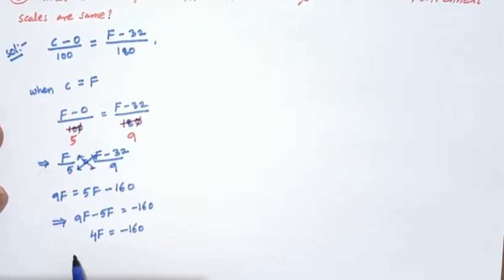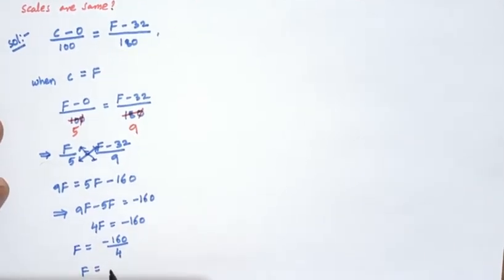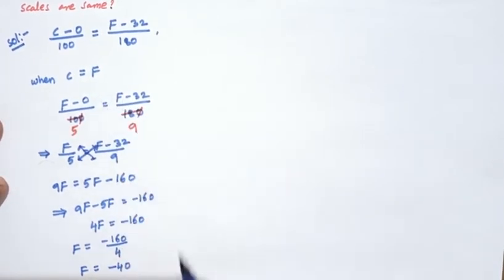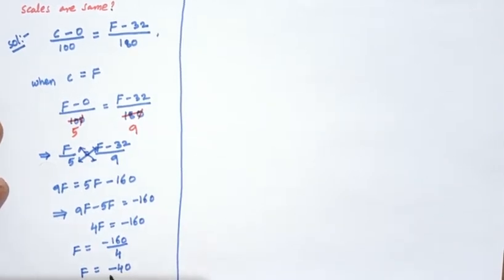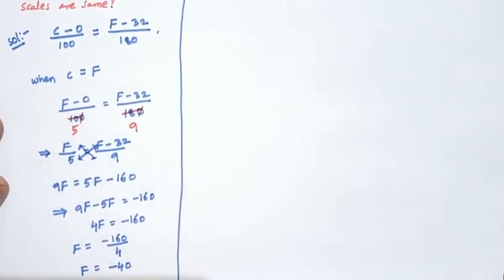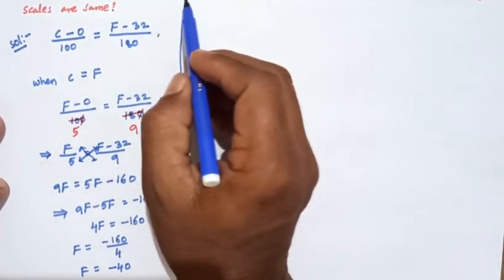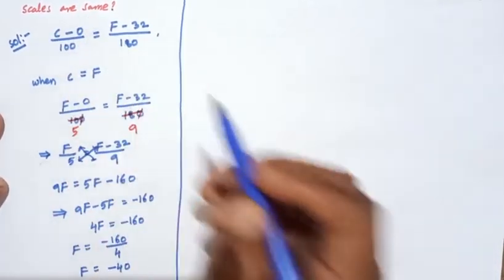Then F equals minus 160 by 4. So F equals minus 40 degrees Fahrenheit or degrees Celsius. So this is the temperature at which the Celsius scale and Fahrenheit scale are both equal. Now, what is the temperature for which the readings on Kelvin and Fahrenheit scales are the same?